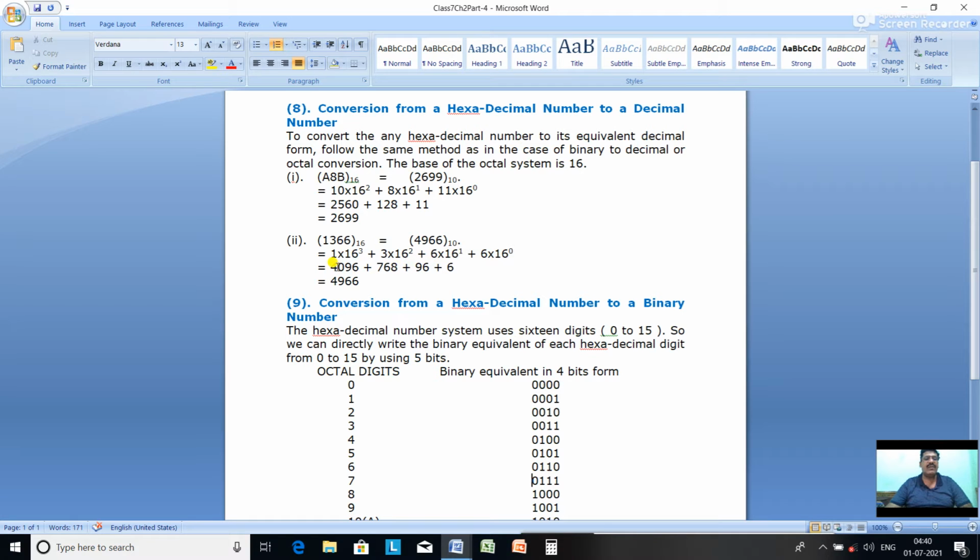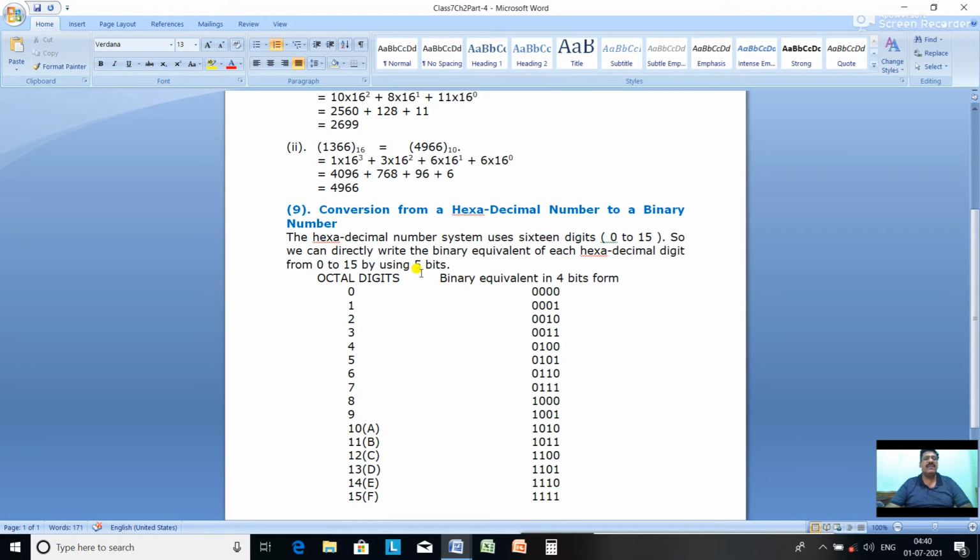Now add 6 plus 6, 12. 12 plus 8, 20. 20 plus 6, 26. The 26, 6 carry 2. 2 plus 9, 11. 11 plus 6, 17. 17 plus 3, 20? Carry 2. Then 2 plus 7, 9 and 4. So 4966.